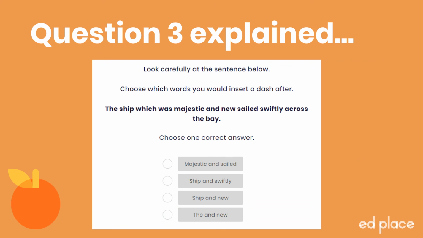Let's start with question 3. You have to look at the sentence and choose which words we should add a dash after, remembering that dashes surround the extra information. The ship, which was majestic and new, sailed swiftly across the bay. The extra information is which was majestic and new, and I can check this by seeing if the rest of the sentence makes sense without it. The ship sailed swiftly across the bay. Yes, it does. So this is the answer.